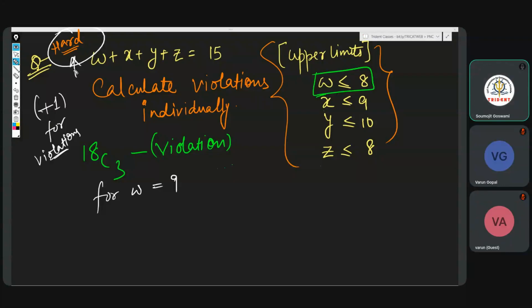Dekho, if I substitute, you said 6, Varun, you said 6, right? If I substitute W, I mean not substitute, I have this bad habit. If I take away 9 from W, what will it become? It will be W plus X plus Y plus Z equal to 6, na? Hello?